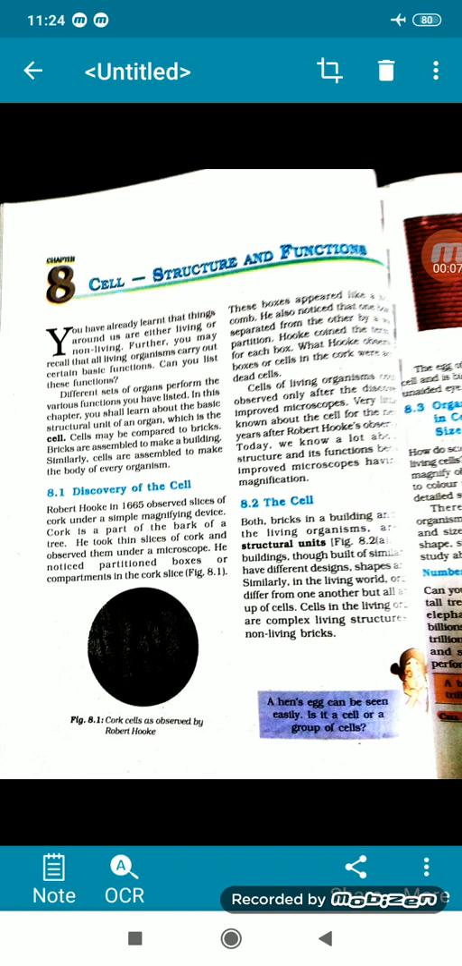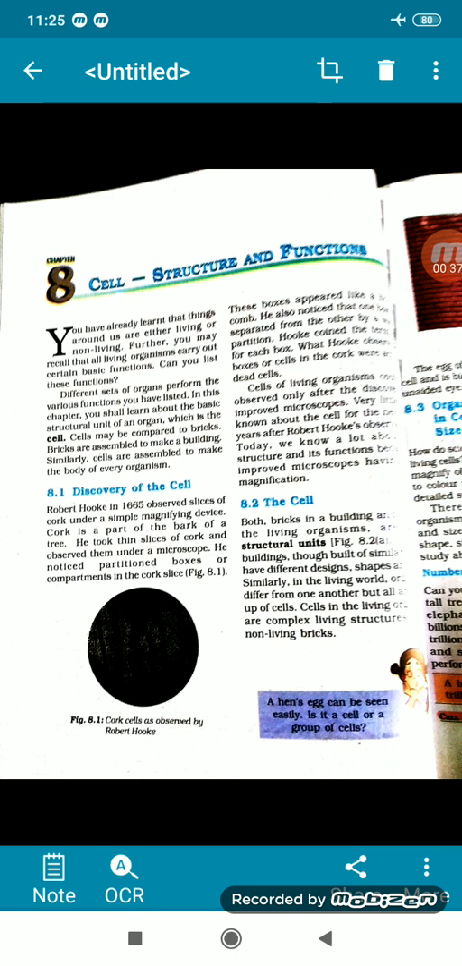Lesson number 8, Cell Structure and Functions. Different sets of organs perform various functions you have listed. In this chapter, you shall learn about the basic structural unit of an organ, which is called a cell. Cell may be compared to bricks. Please underline. Bricks are assembled to make a building. Similarly, cells are assembled to make the body of every organism.